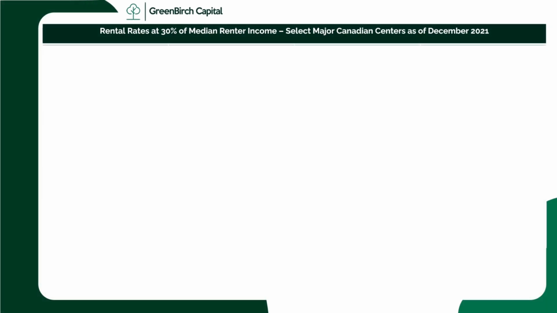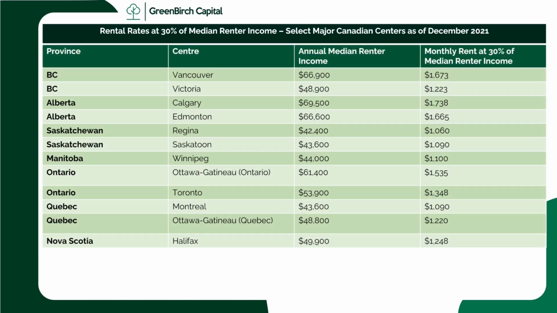CMHC has defined affordability based on median renter income for the municipality or region that the property is located in. There are specific numbers for median renter income that CMHC has published that we can provide you with. What CMHC designates as affordable is units that are at or below the median renter income for that municipality. We'll show you some examples here for major centers in Canada where CMHC has defined the median renter income.